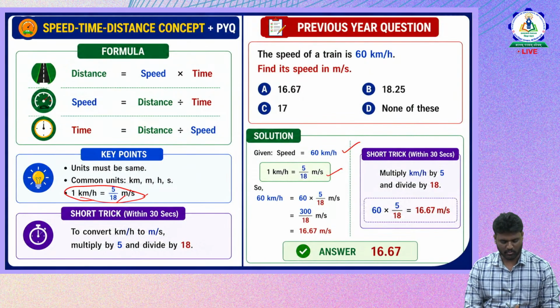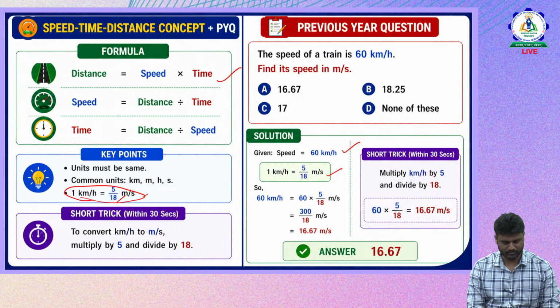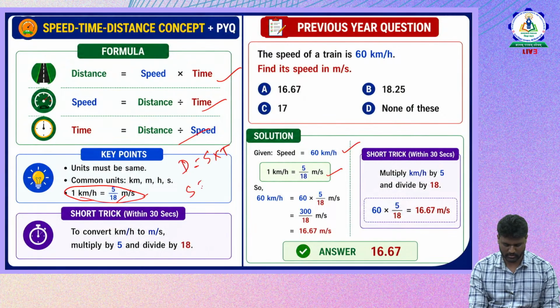The formula for distance is speed into time, that means the distance covered by the person or train or object. From this only we can derive that speed is equal to distance by time, and time is equal to distance by speed. So d is equal to s into t, speed is equal to distance by time, and time is equal to distance by speed. If you remember this formula, from this only we can derive the other two.